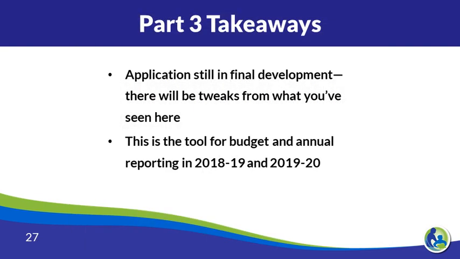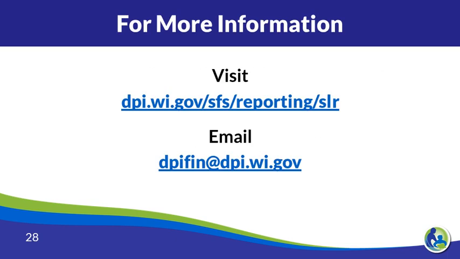This concludes our preview of the school level reporting application. It's still in final development. There will be tweaks from what you've seen here. Keep that in mind, that it will not look exactly the same when completing the report. This is the tool that DPI will be using for budgeted annual school level reporting in the 2018-19 and 2019-20 school years. For more information, visit the school level reporting page on the DPI website or email the School Financial Services team. Thank you.